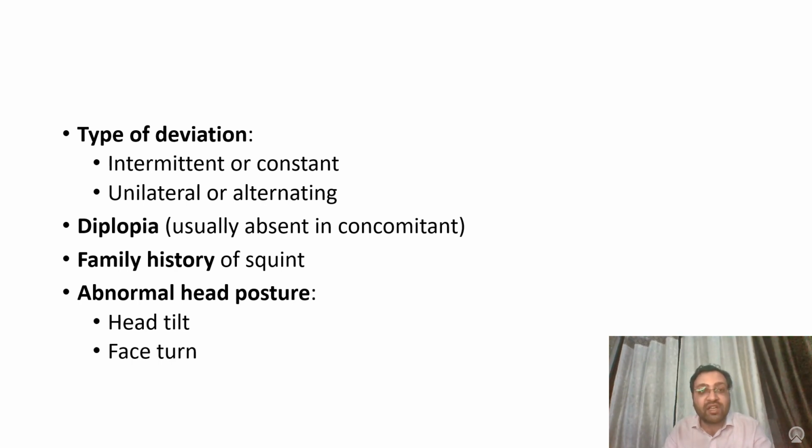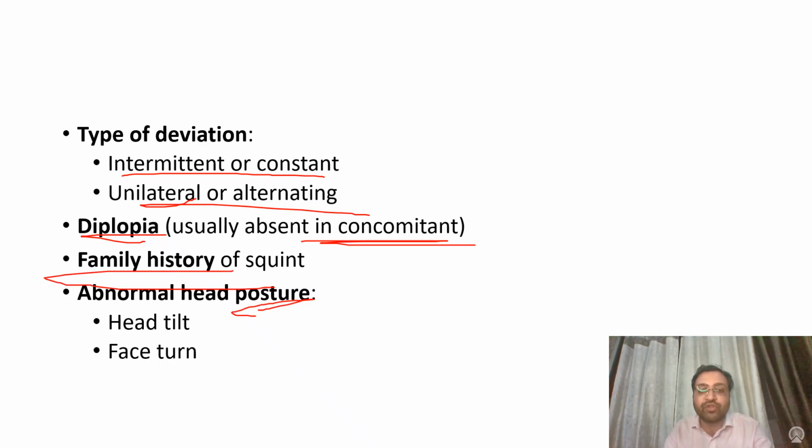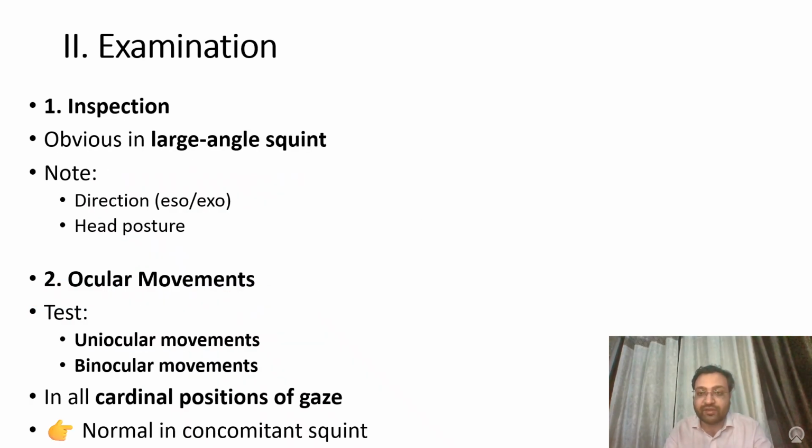Then we have to ask about the type of deviation. This was what we were talking about, whether the deviation is intermittent or constant, or whether it is unilateral or alternating. So we have to ask about diplopia. Diplopia is usually absent in concomitant squint. Okay. So family history of squint we have to inquire, and abnormal head posture, whether there is abnormal head tilt or face turn. All right.